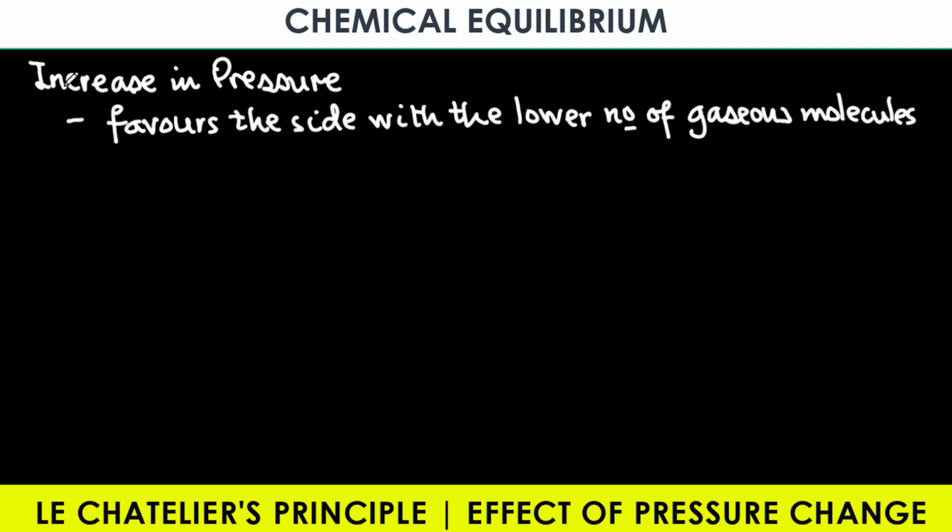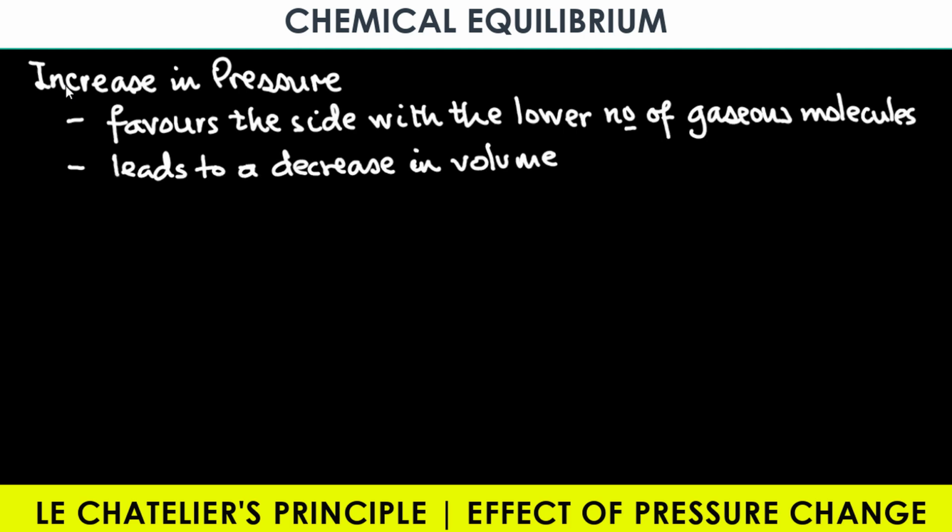And then why is that so? Because an increase in pressure leads to a decrease in volume, right? Increase in pressure leads to a decrease in volume. And a decrease in volume is directly proportional to a decrease in number of gaseous molecules, right? So that is why an increase in pressure will favor the side with the lower number of molecules.